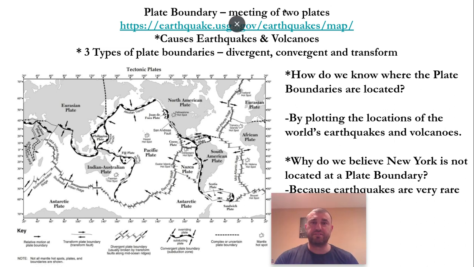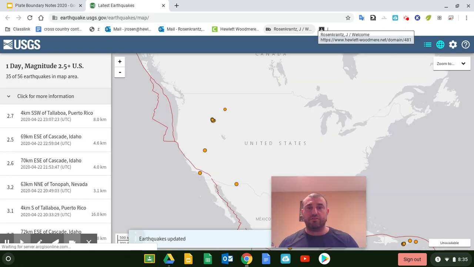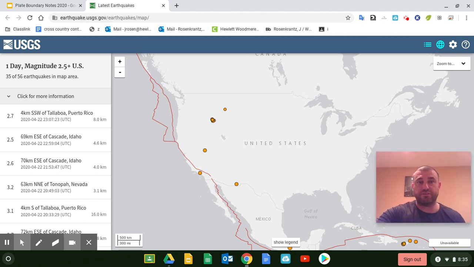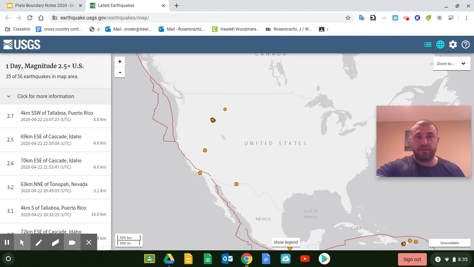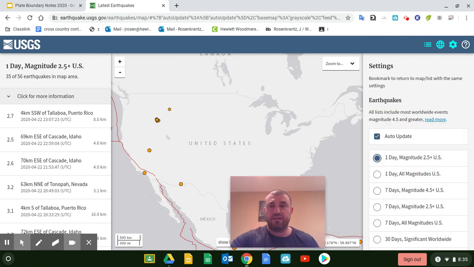So what I have here is a couple of links that are very helpful. I'm going to play this one first. This one's from the United States Geological Survey, which is probably the world's leading site for natural disasters. And this is a wonderful site. What you can do is go to settings, and you can plot all the earthquakes wherever you want.